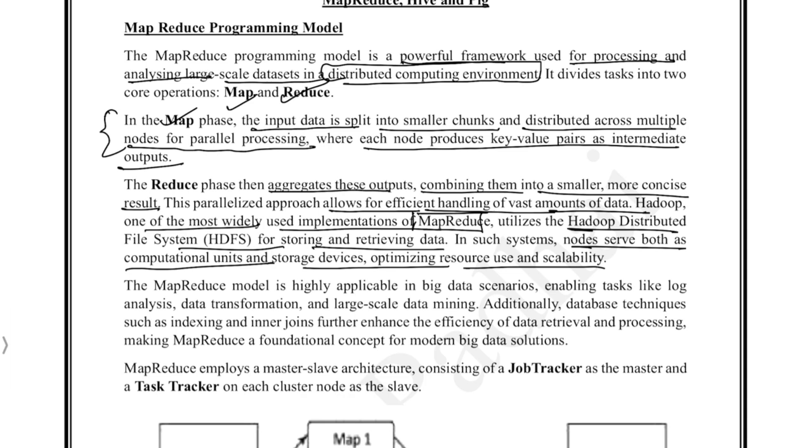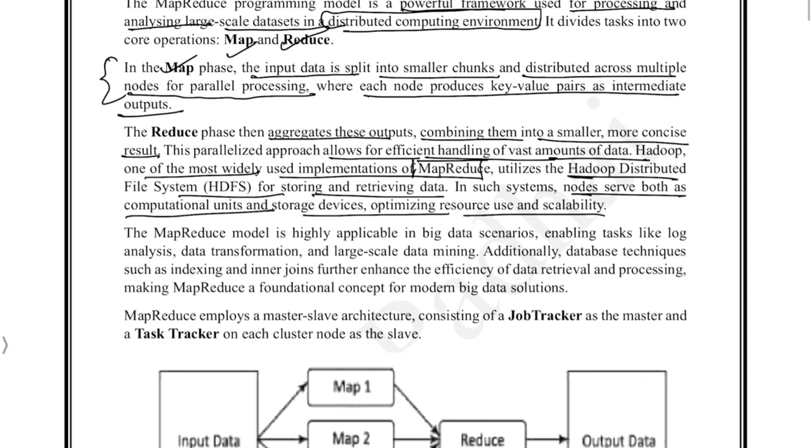It is mainly seen in the HDFS file system for storing and retrieving data, where nodes can serve as computational units as well as storage resources. It is highly applicable in big data scenarios, enabling tasks like log analysis, data transformation and large-scale data mining. Additionally, indexing and inner join further enhance the efficiency of data retrieval and processing.